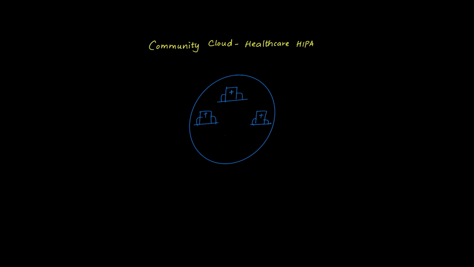Community cloud deployment creates exclusive clubs for organizations with identical compliance requirements. When hospitals need to share cloud resources while maintaining HIPAA compliance, they can't simply use public clouds where their sensitive health data might share infrastructure with retail or entertainment companies. Community cloud creates a dedicated environment exclusively for healthcare organizations, where every participant operates under the same strict HIPAA requirements.